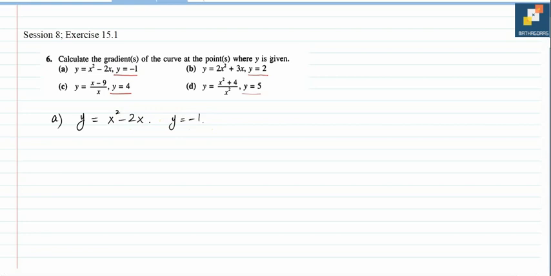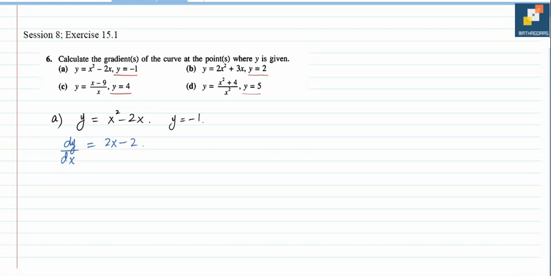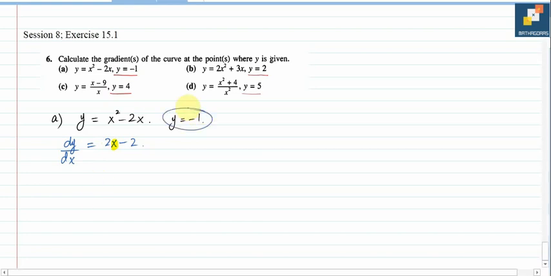If you start the differentiation, dy by dx is equal to 2x minus 2. That is your differentiation, right? So if you need the differentiation, that means we must have the value of x. But do we have the value of x? The answer is no. Currently we don't have the value of x. But to find out the value of x, we have the value of y.